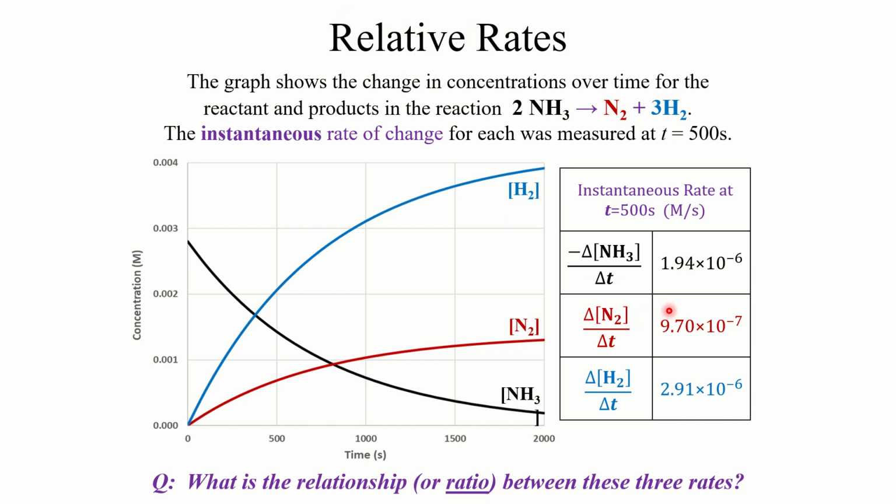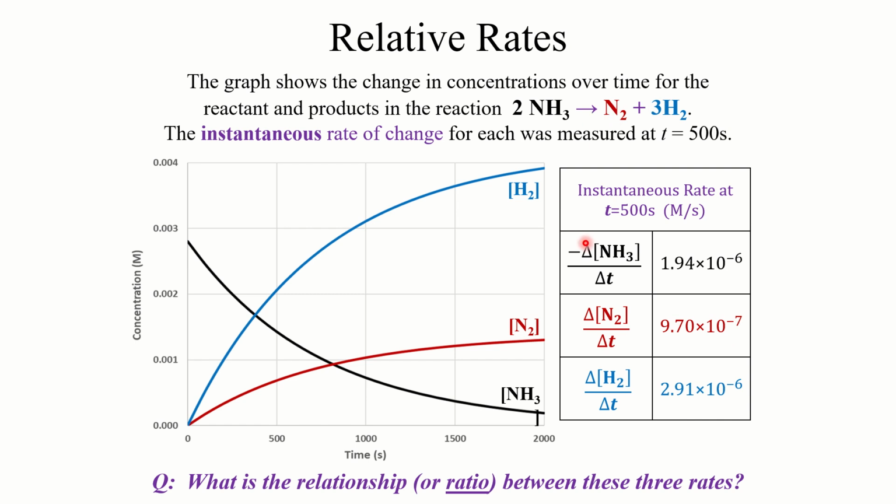Okay, hopefully you noticed then that these rates are actually directly related to the stoichiometric coefficients in the balanced chemical equation. Notice that N2 has the smallest rate, and N2 has a coefficient of 1. If you took N2's rate and multiplied it by 2, you would get NH3's rate. And then notice, N2 has a coefficient of 1, and NH3 has a coefficient of 2. If we look at N2 versus H2, if you took N2's rate and multiplied by 3, you would get H2's rate. N2 with a coefficient of 1 and H2 with a coefficient of 3.